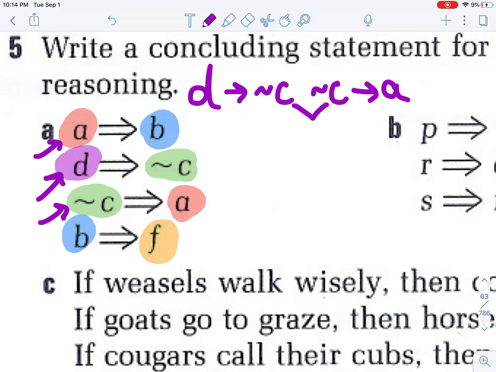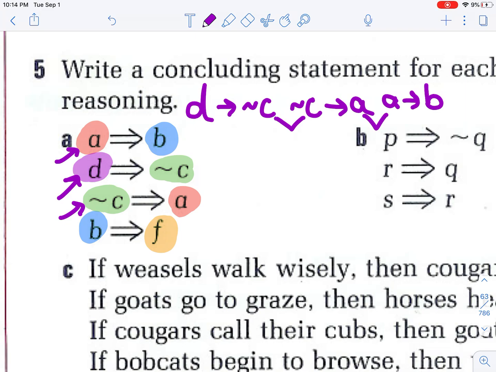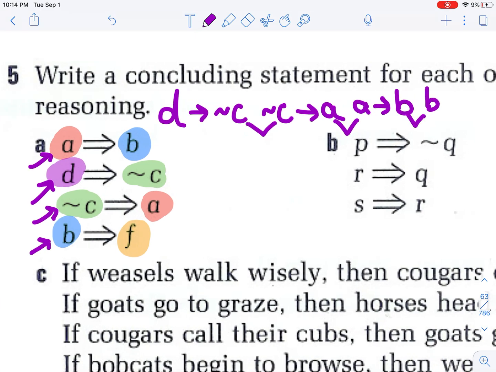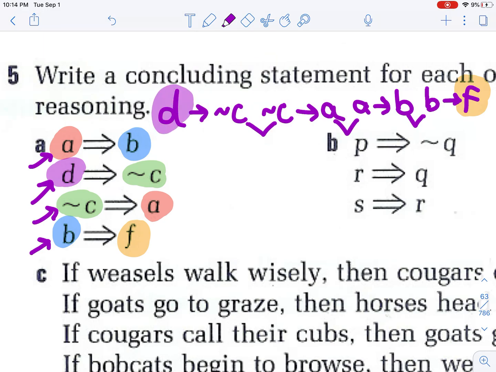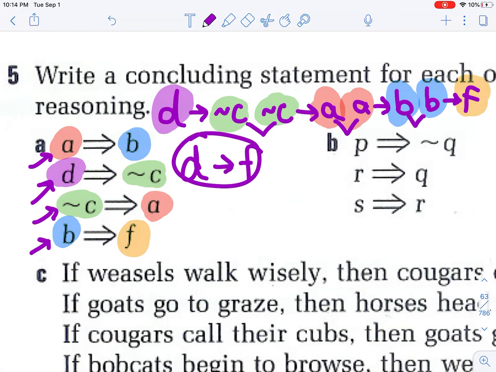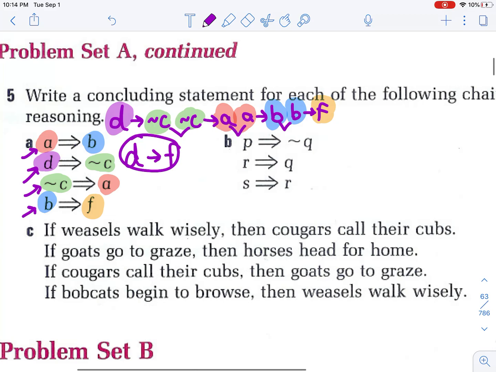Then I have to link up the A's. So A goes to B. Check. And then my last one, link up the B's. B goes to F. So the final answer, which I already told you guys, was right here. Nope, D is not that color. D is purple. And maybe if I colored all these, you would see it. So the purple goes to the green, and then the green went to the red, and then the red went to the blue, and then the blue went to the orange. So my final answer is D implies F for my chain. So hopefully this helps a little bit.